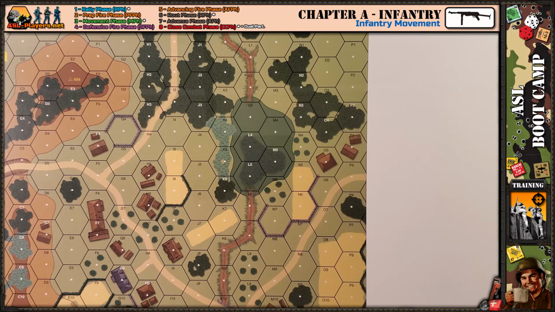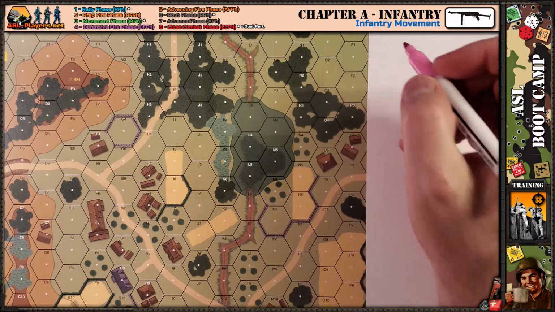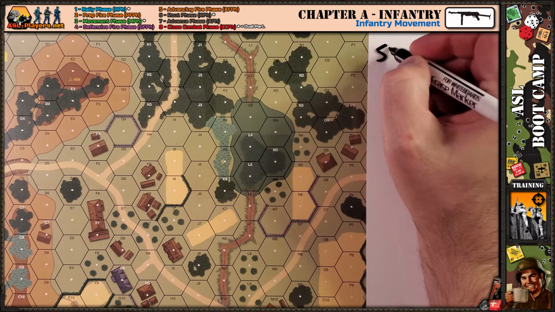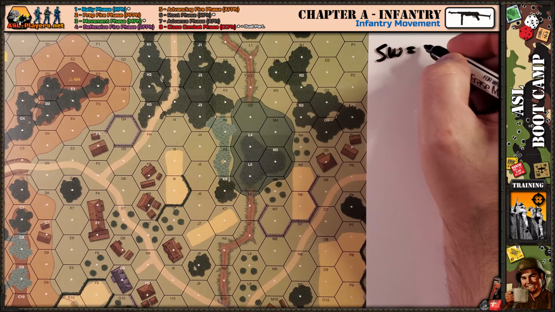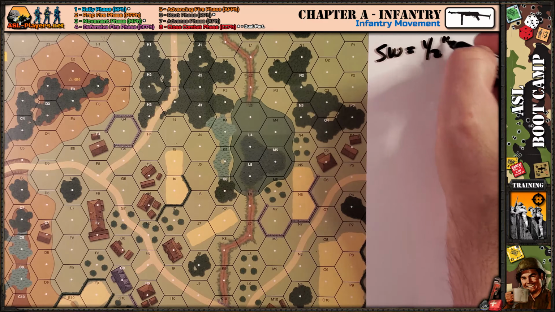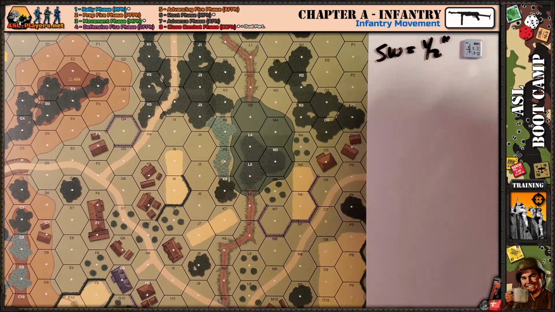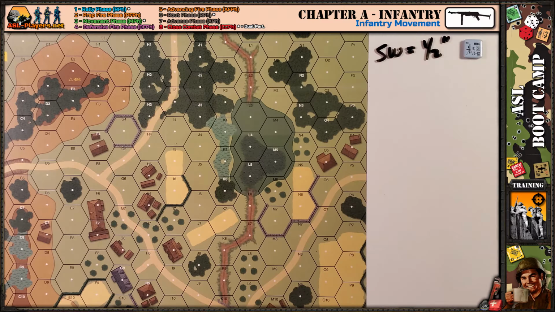First, before I do that, I should talk about what a support weapon is. Let me switch to my black here. A support weapon is anything on a half-inch counter, and it can be portaged, such as a medium machine gun. This is a German medium machine gun, and it has 3 portage points.